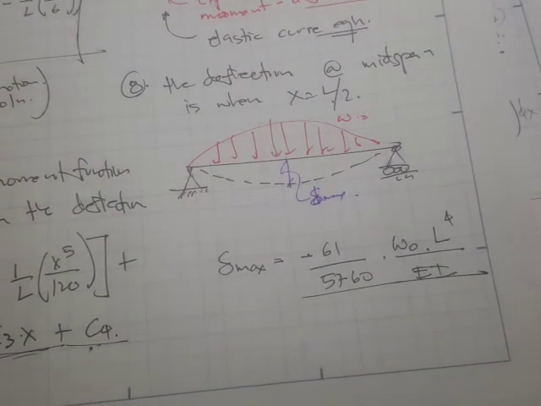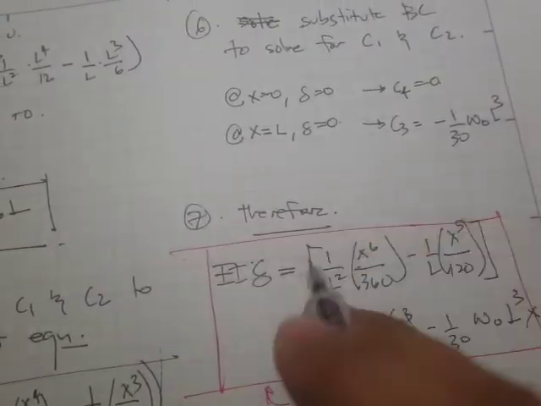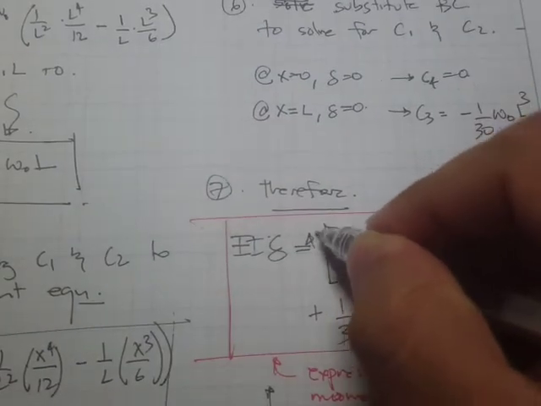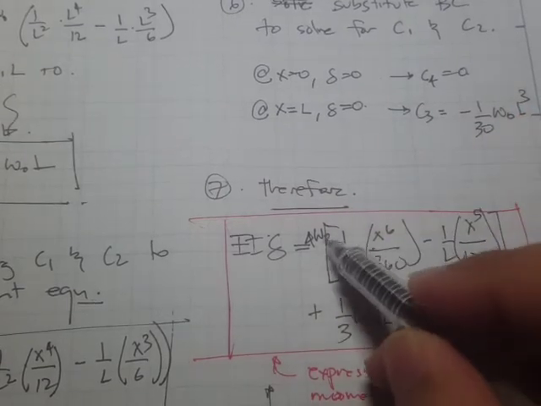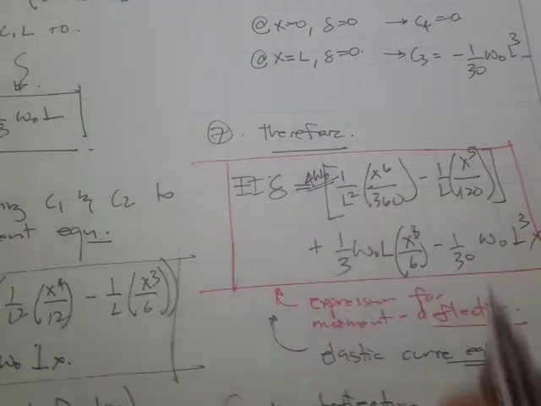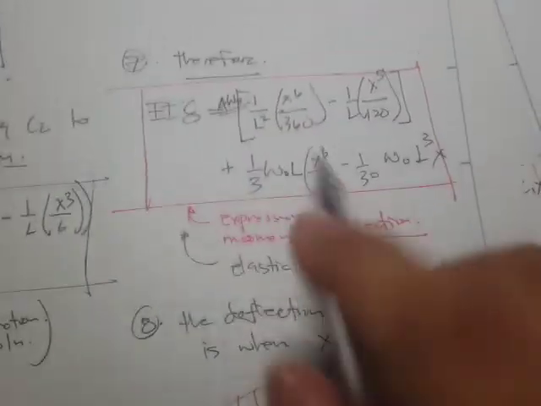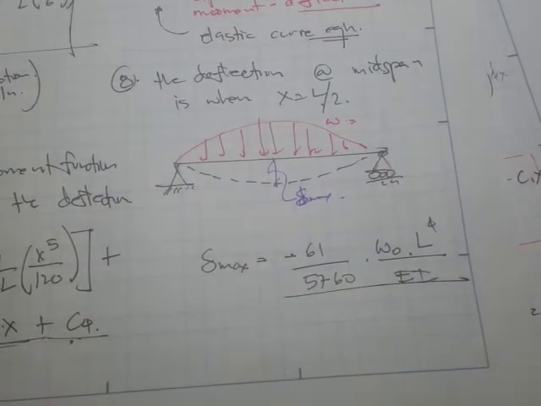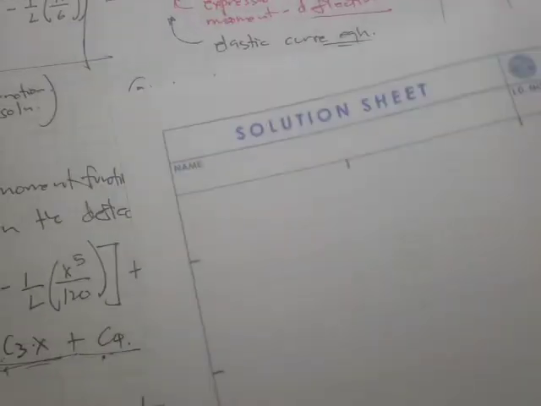By the way, I forgot to write here this quantity, this 4 times the distributed loading, so there must be 4 times this omega, not omega initial. Okay, so that's it. And here's our maximum deflection.